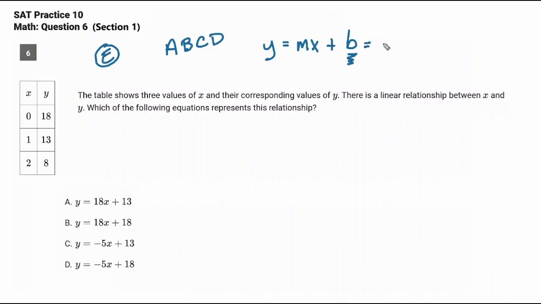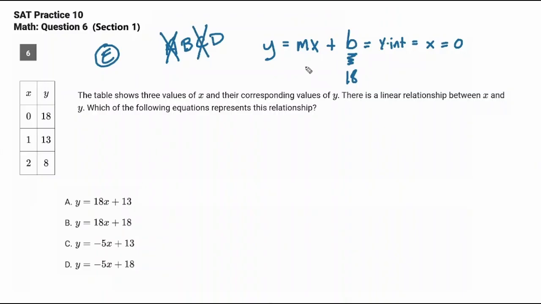The y-intercept is when x equals 0. Do we know when x equals 0 here? We do. So what's the y-intercept? 18. So the thing it has to be here is 18. So let's go and cross off any answer choices that aren't 18. That's A and C. All right, cool.